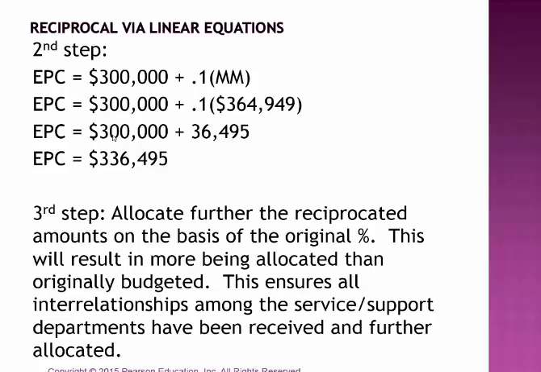Okay, so we've got the numbers for EPC, we've got the numbers for MM. Again, EPC is engineering, production, and control, and the other one is materials management. We know we had original percentages, so let's take those and use them. Once we do this allocation, it's going to result in more being allocated out of these two than what was originally budgeted. And when we do that, mathematically, it ensures that all the interrelationships among the service support departments have in fact been received and further allocated.